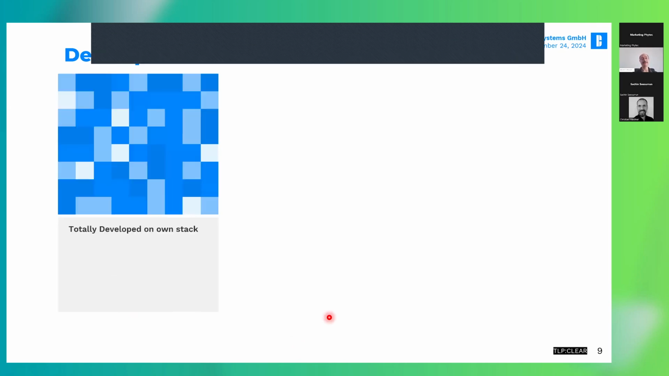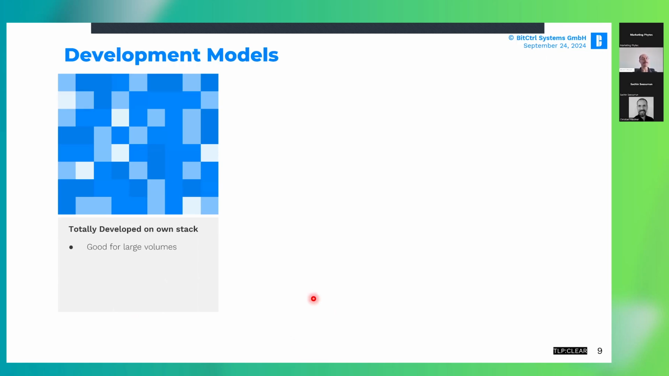Now, first of all, I would like to talk a little bit about the development models that we found most useful. So at the left side, there is the most extreme model, which I would call totally developed on your own. It basically means you write every line of code yourself. That's good for large volumes and meet hard constraints, and it's well established in automotive and medical, but it's the most expensive solution both in development but also in maintenance.